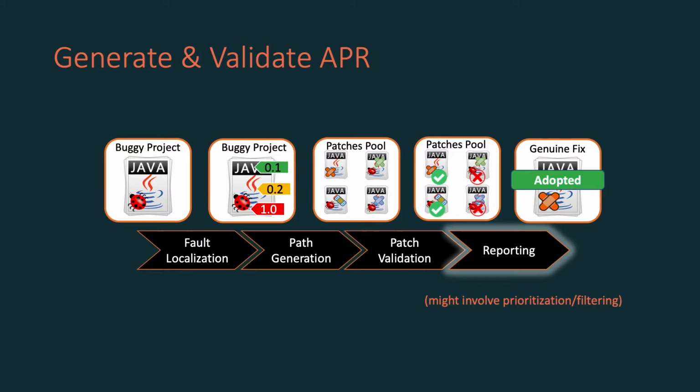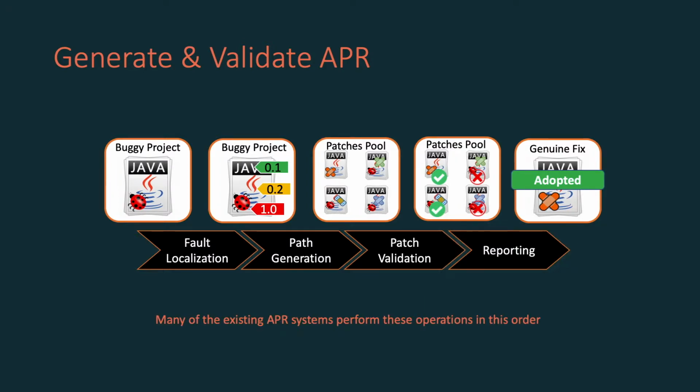Therefore, an APR pipeline usually includes a patch prioritization and/or filtering phase to reduce manual effort. By carefully examining the architecture of the existing generate and validate APR tools, we realize that the operations carried out by these systems can be abstracted in more or less the same way that we show in this diagram. Different APR techniques differ in the way they generate patches, and the rest of the steps are re-implemented when constructing a new APR prototype.